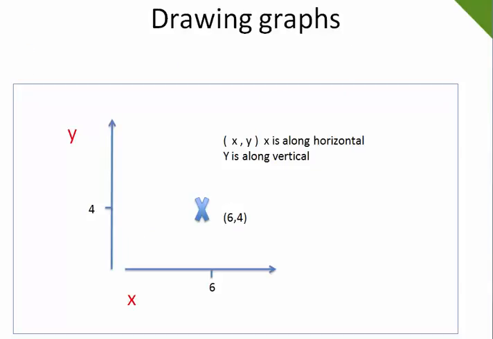Just a quick reminder that when we're drawing graphs, our horizontal line is x and our vertical line is y. So this point on the x is 6, this point on the y is 4. So we go across 6, up 4, and the coordinates of this point are 6, 4.